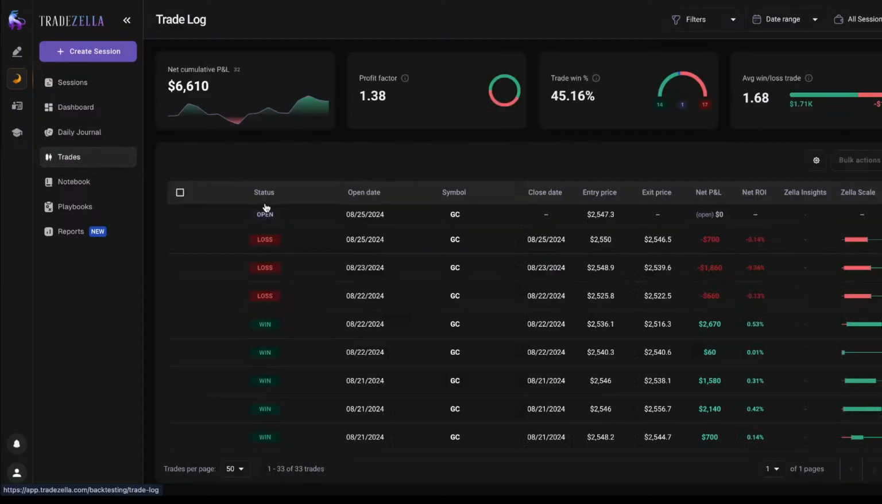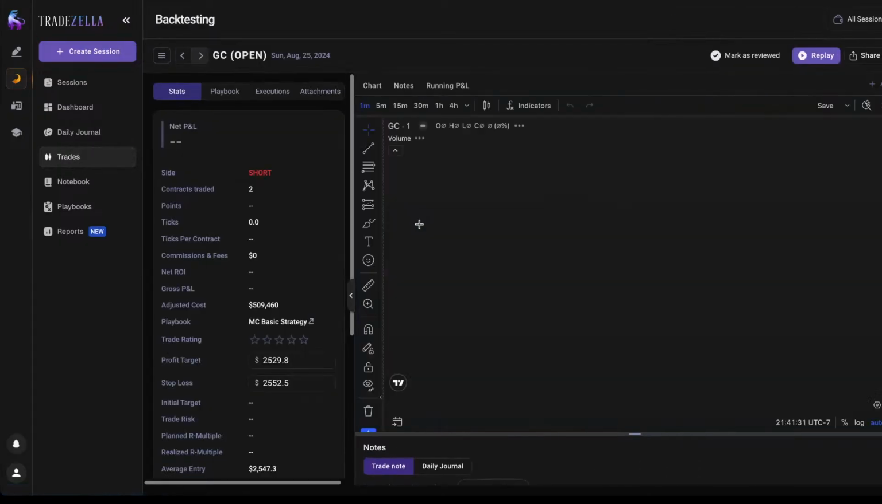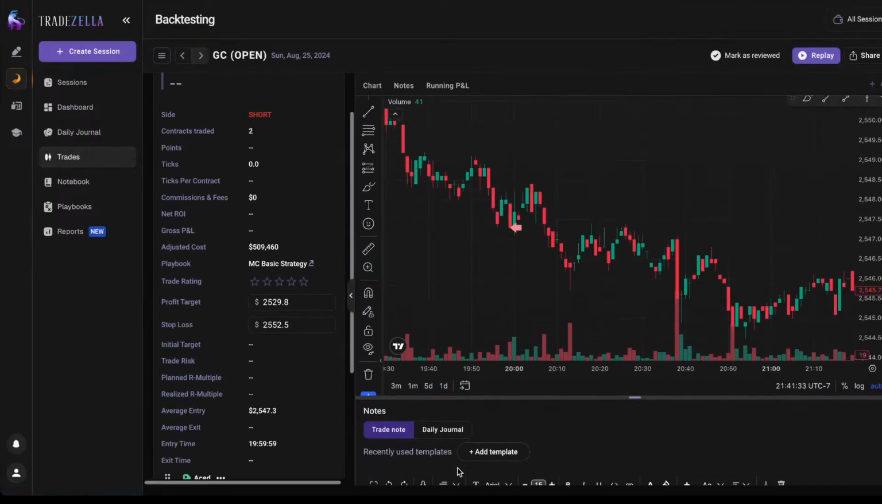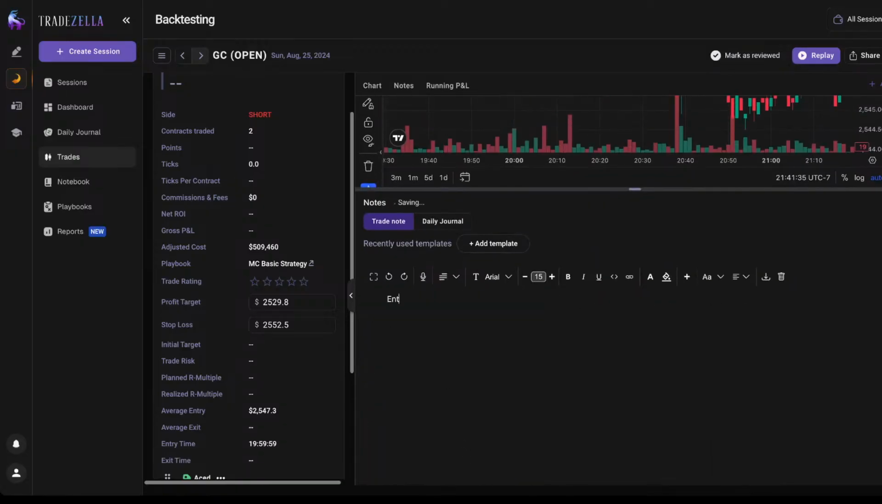Where are we at? Trades. Open. And trade thoughts.